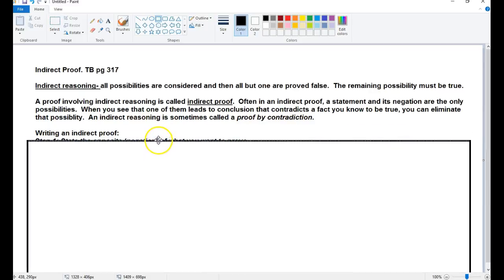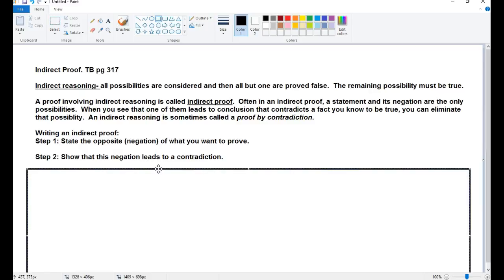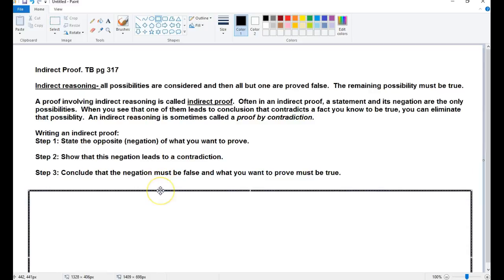So how do you write an indirect proof? You state the opposite, or the negation, of what you want to prove. You show that this negation leads to a contradiction, and you conclude that the negation must be false and what you want to prove must be true. So you have the given and then the prove. You take the opposite of the prove, and then you use that to show that it must be false. All right, we're going to do a couple different examples with this.